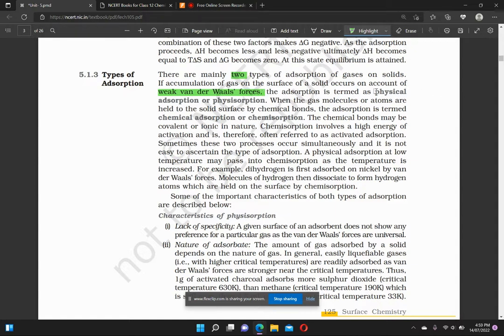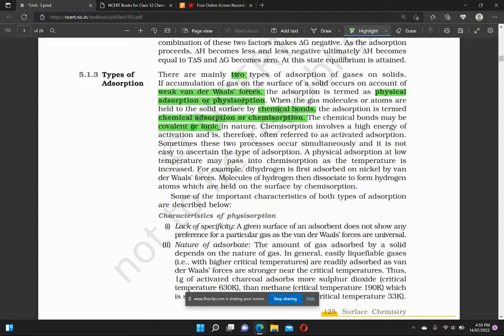So weak van der Waals forces, we have physical adsorption. If you can see here, physical adsorption or physisorption. Physical adsorption is one, or it is chemical adsorption or chemisorption. Remember these things. Is that clear? So these two types of adsorption we have. When there are weak van der Waals forces, we have physical adsorption or physisorption, and when it is chemical bonds, then we have chemical adsorption or chemisorption. Then chemical bonds may be covalent or ionic in nature. They can be either covalent or ionic in nature.